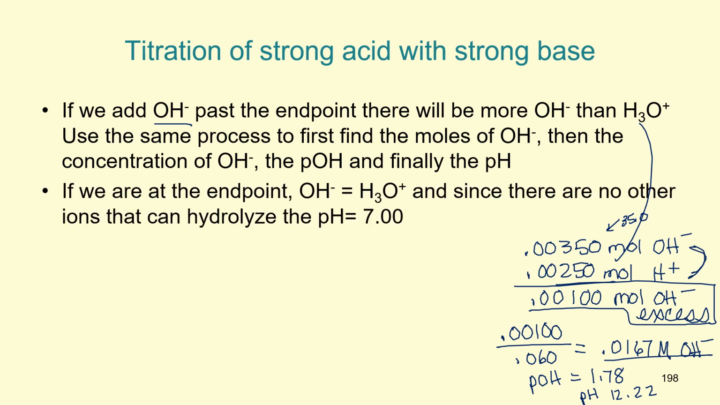If we are at the end point, OH negative equals H3O plus, and since there are no other ions that can hydrolyze, the pH will just be 7.0. Sometimes people subtract and get 0, and wonder what to do with that. Well, because there are no other ions, the self-ionization of water takes over, and you just say pH is 7 because they're equal to each other. So you're at the equivalence point.